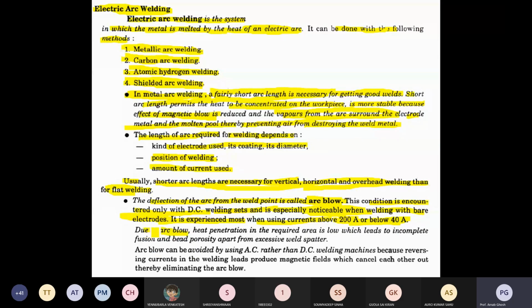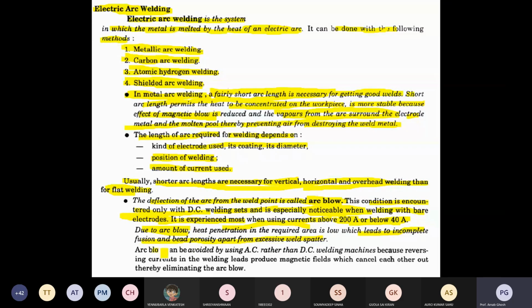Okay, due to arc blow, that is called arc blow, the heat penetration required in the area is low, which leads to incomplete fusion. And the main problem is porosity, apart from the excessive weld spatter.